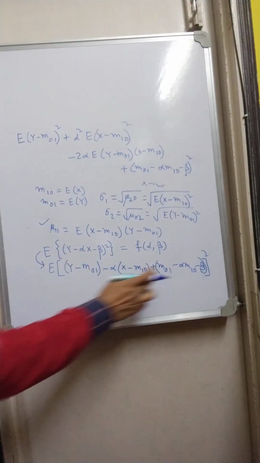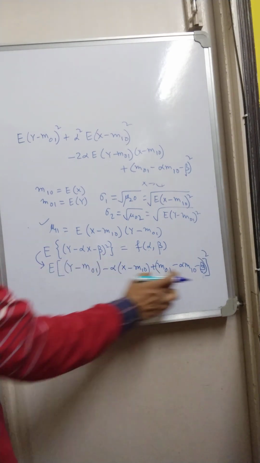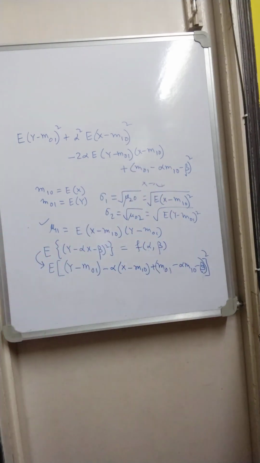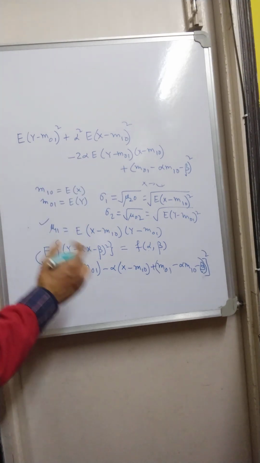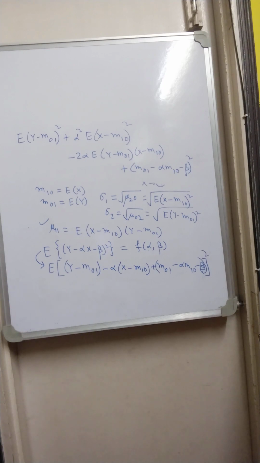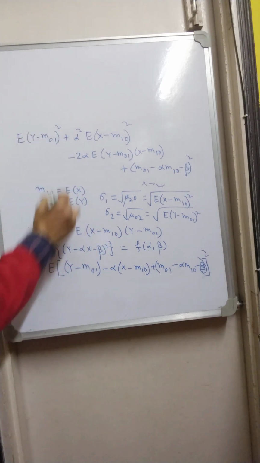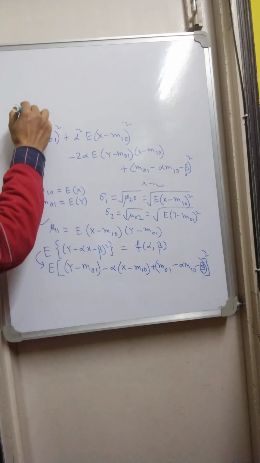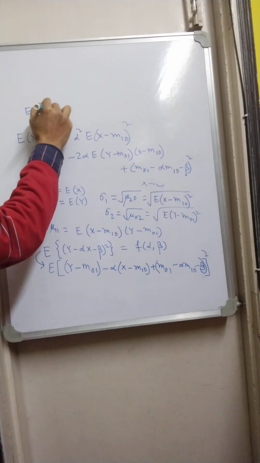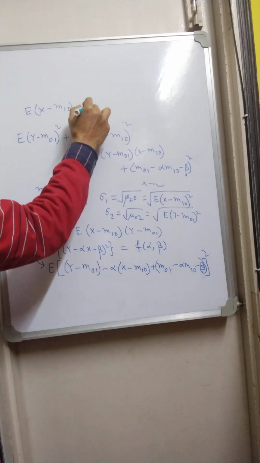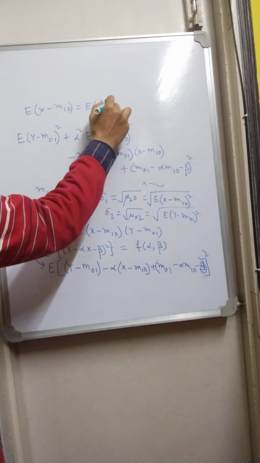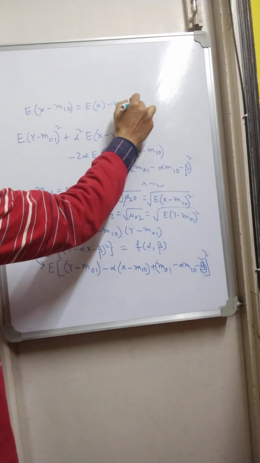Since this is a constant term, expectation of this term is actually the term itself. And what about the other terms? The other terms become 0. Why? Because due to this definition, we know that expectation of x minus m10 is 0.